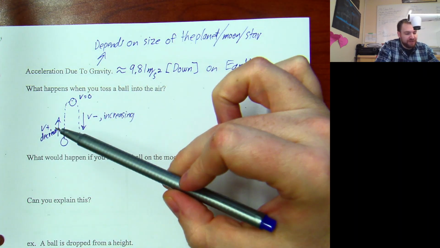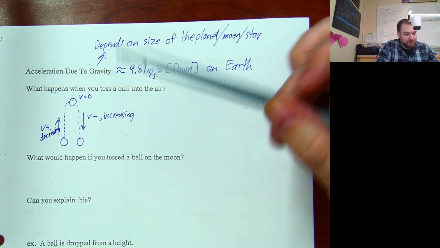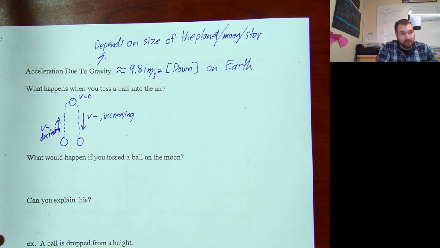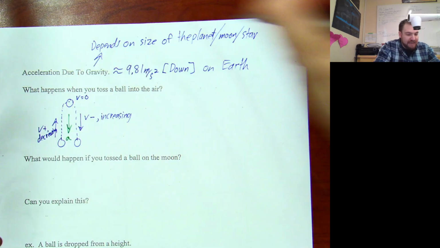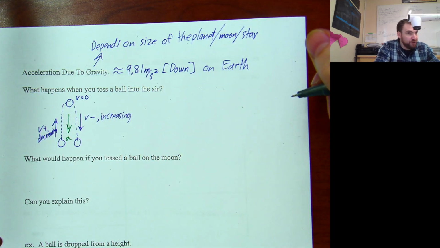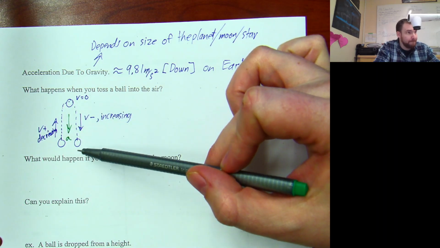If the velocity was positive and decreasing, and then on the way back down it's negative and increasing, which way does my acceleration have to be? It has to be downwards, or negative. It doesn't matter where you are as you're flying through the air, the acceleration is always, always, always pulling you back down towards the surface. That's why as you rise, you slow down, and as you fall back down, you speed up.